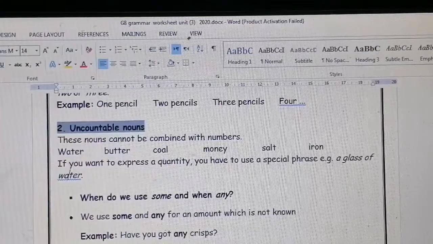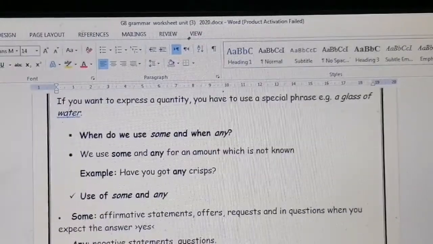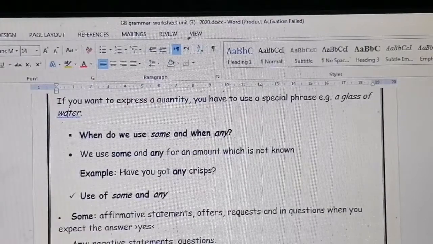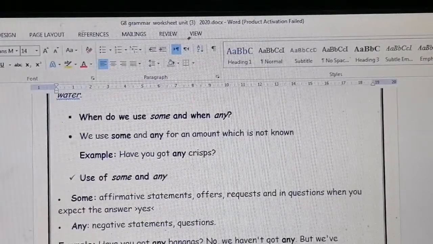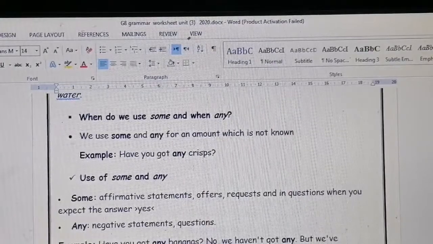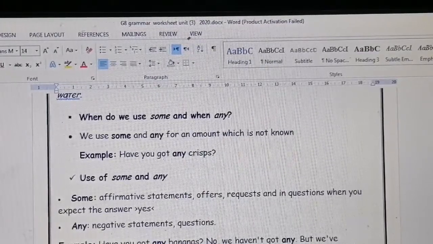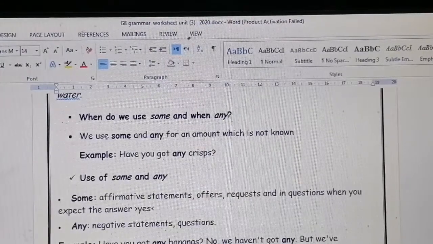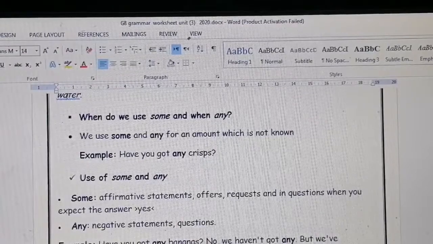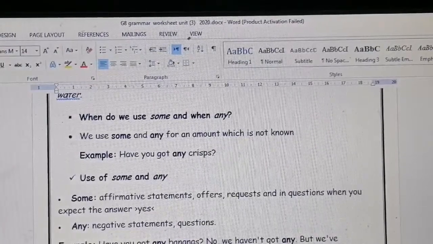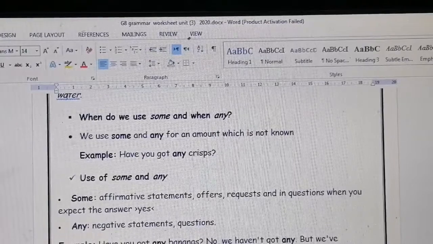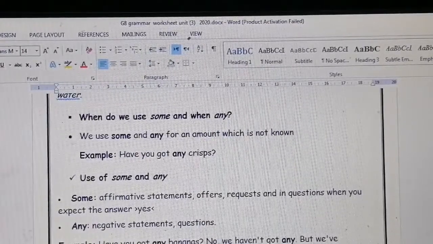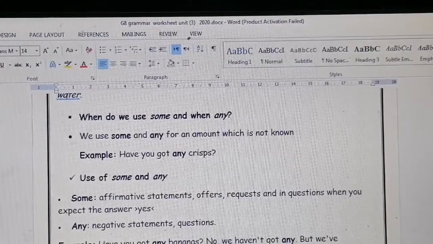Okay? When do you use some and when any? We use some and any for an amount which is not known. We don't know. Example: have you got any crispies? Use of some and any. Okay? Some is used with affirmative statements. What does it mean? It means with the sentence without negative or not or question, with offers, when you offer that you have something, requests, and in questions when you expect the answer yes.